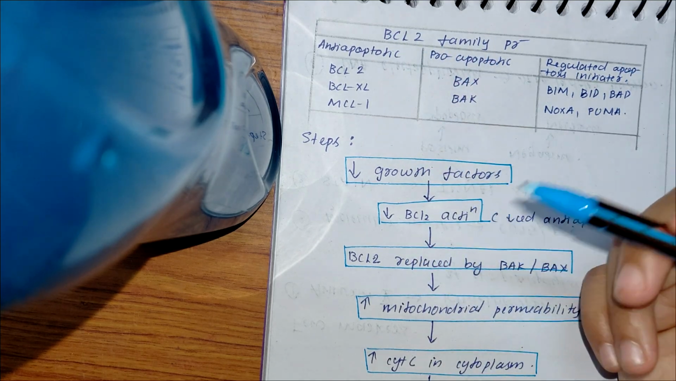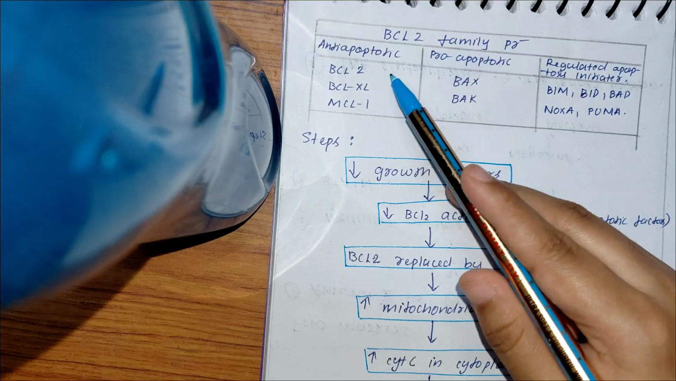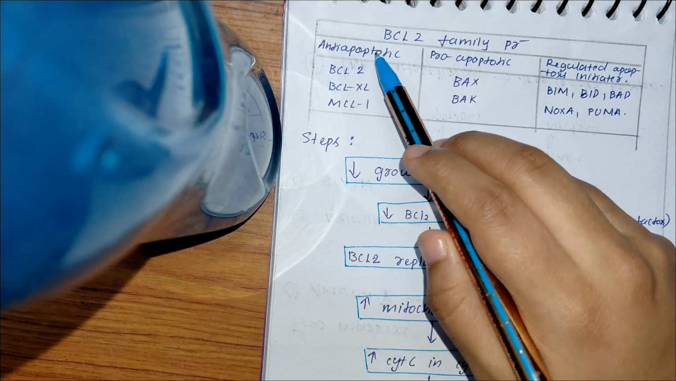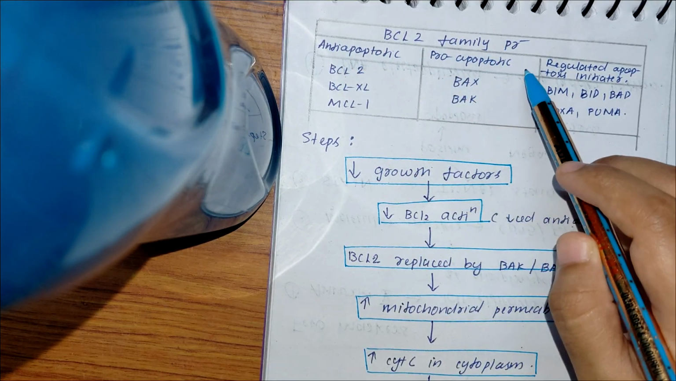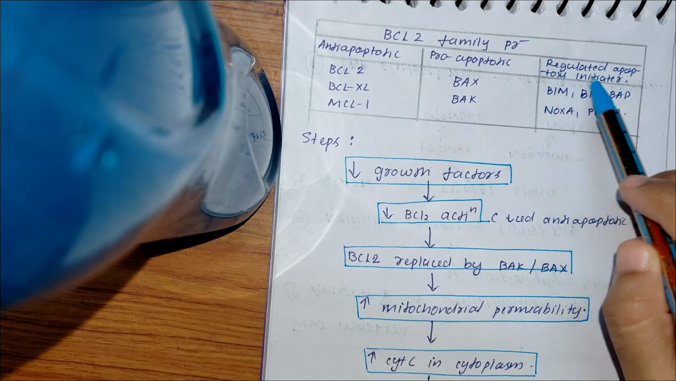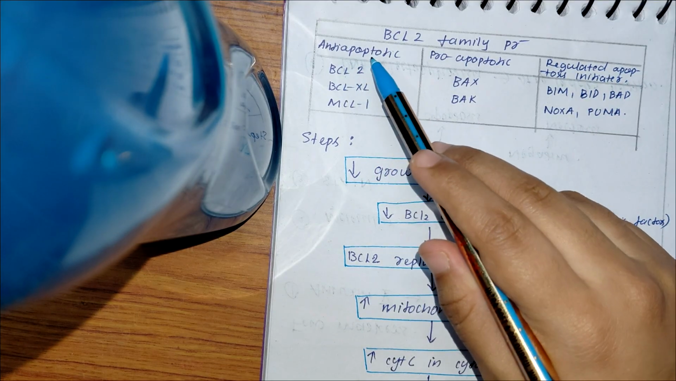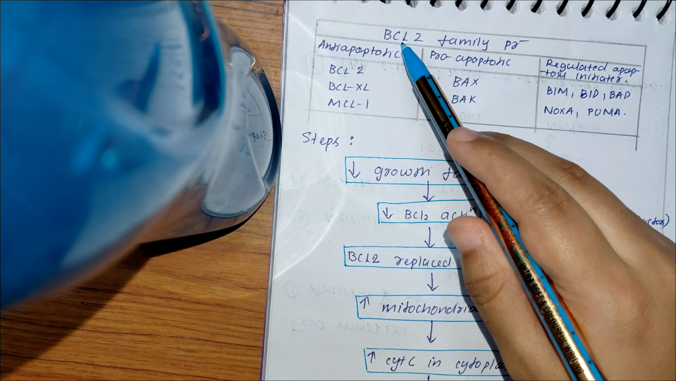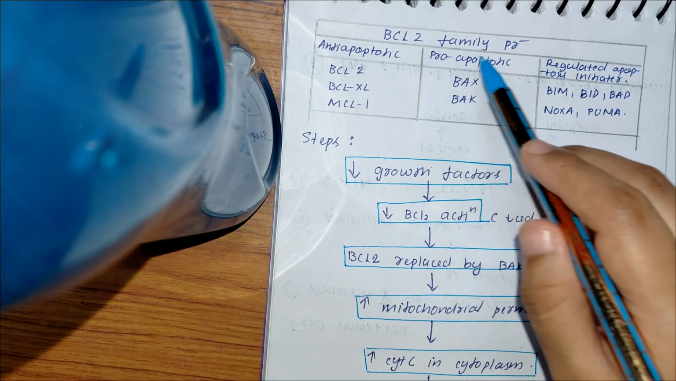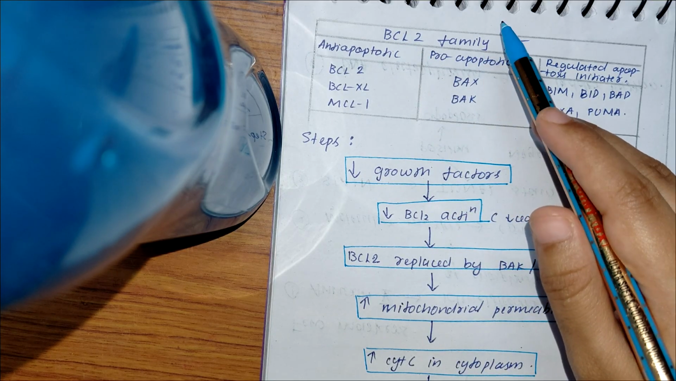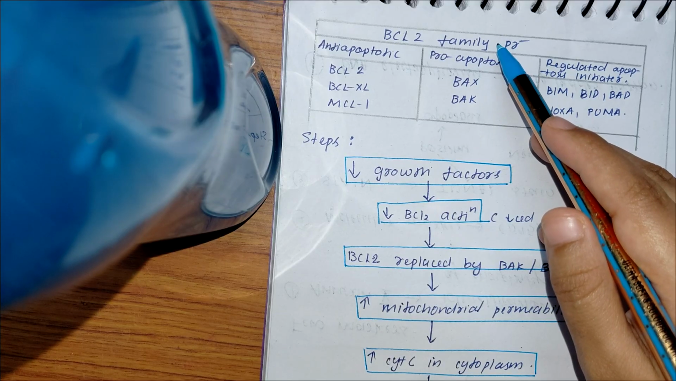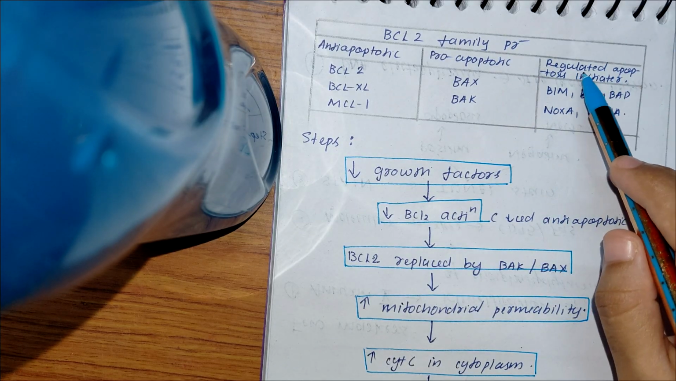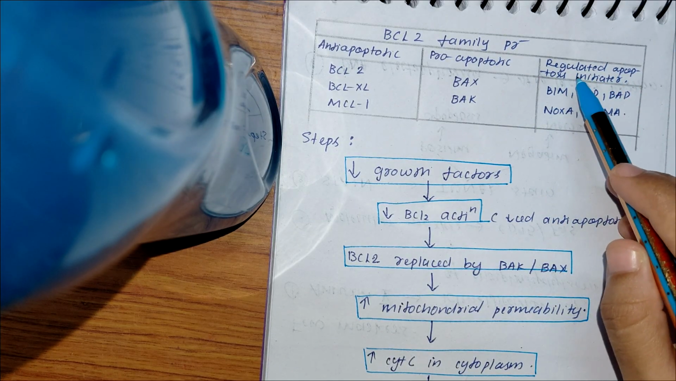What are these and what are the functions of these? It can be divided into three categories. One is the anti-apoptotic, then the pro-apoptotic, then the regulated apoptosis initiator. So what do you mean by anti-apoptotic? Obviously, it's going to prevent apoptosis. Pro-apoptotic is going to increase or induce apoptosis. Regulated apoptosis is going to balance it in between.